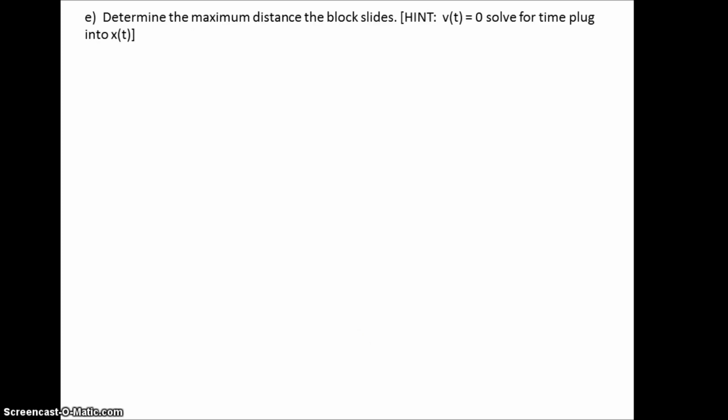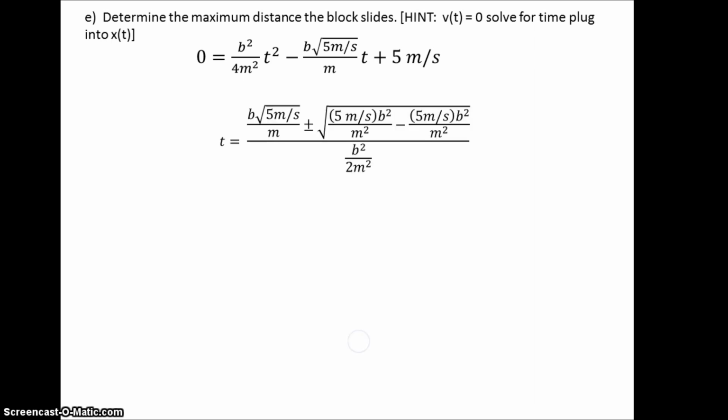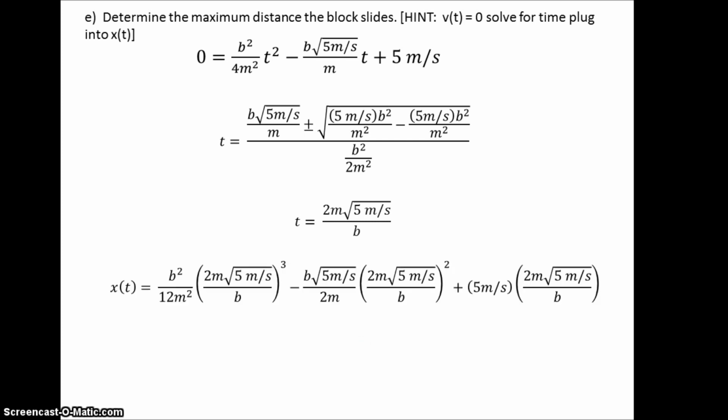Okay, now we want to figure out the maximum distance the block slides. Well, when it reaches its maximum distance, the velocity will be 0. So therefore, let's use the velocity equation and plug in 0. Now let's solve for t when that velocity is 0. And when we do, we use the quadratic formula, and that simplifies to 2m times square root of 5 meters per second over b. Let's plug that into the position equation, and the last two terms will drop out, and so we get m times 5 meters per second times radical 5 meters per second over 3b.